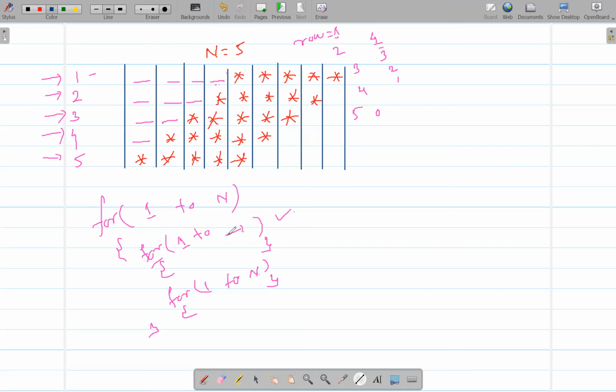So till what do I need to run this loop? Can I say till n minus row? Will it work? Whatever the value of row is coming from the outer for loop, I need to take the reference of that and accordingly print spaces. Let us try to write the code on this. Again, you will get understanding on that when we write the code.